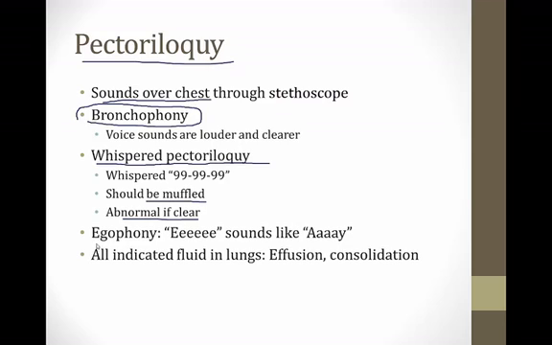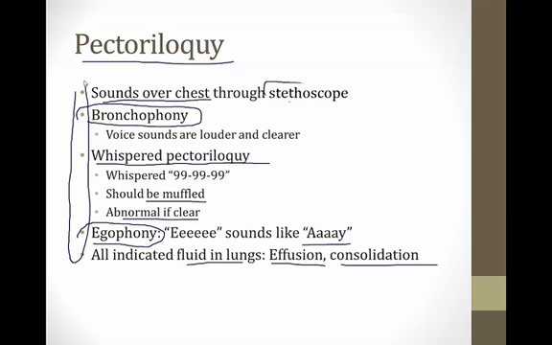Another type of pectoraliloquy is called egophony, and this is when you have the patient say E, and it'll come through sounding like an A if something is abnormal in the lungs. All this occurs when you're listening to the lungs through the stethoscope. And all of these abnormal sounds occur when there's fluid in the lungs. Any abnormal pectoraliloquy finding means there's fluid in the lungs. So this is going to occur with pleural effusions and with consolidation from pneumonia. These patients can have all of these things detected on physical exam.